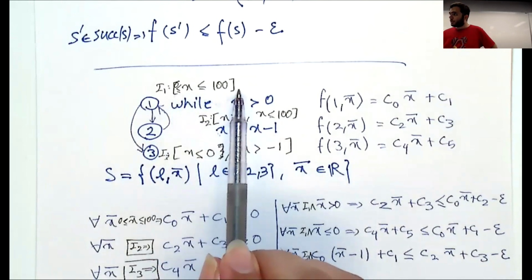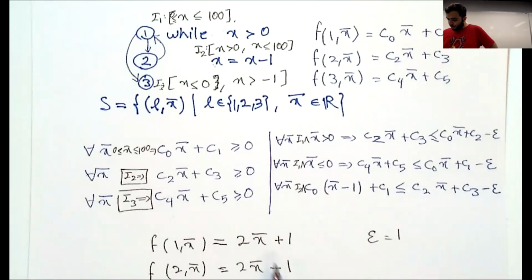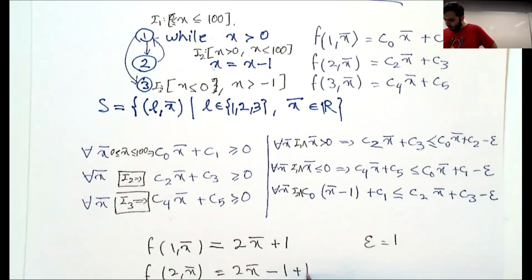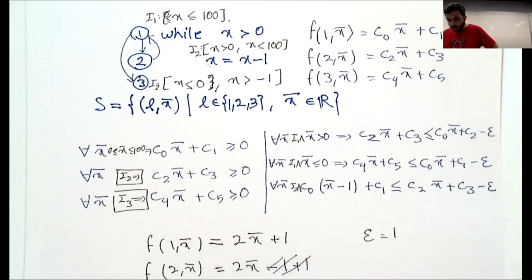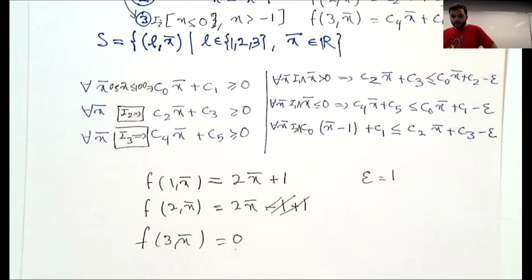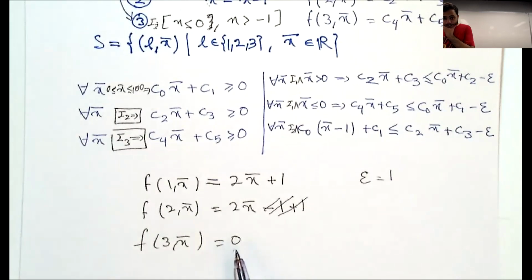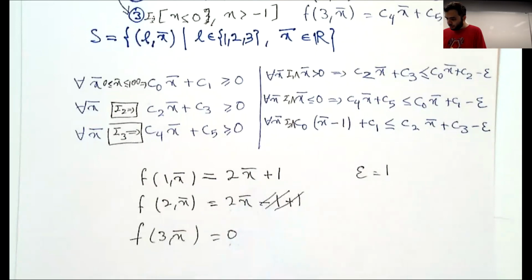Because at point 1, I know that my x is between 0 and 100. So if I have this, when I go here, I know that my value decreases by at least 1, but I should also add this here. So get rid of this whole thing. So if I have this function, is it a ranking function? Let's see. Our values should always be non-negative. At point 3, it's definitely non-negative. At point 2, our x is between 0 and 100, so this is non-negative. At point 1, it's also non-negative.